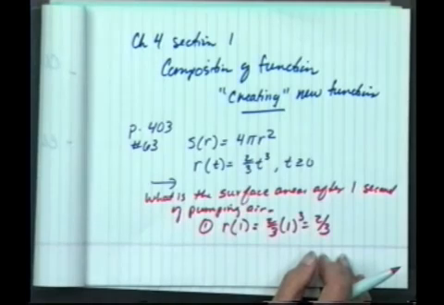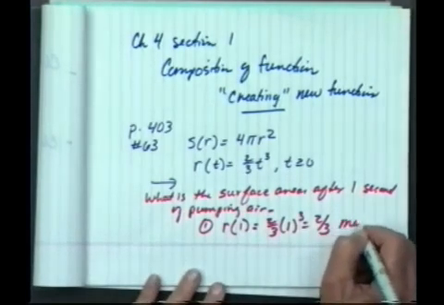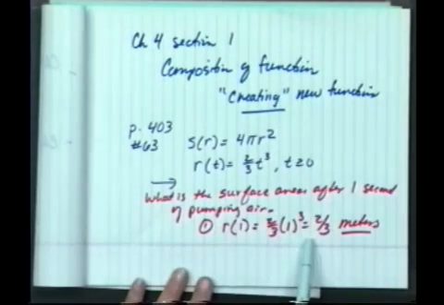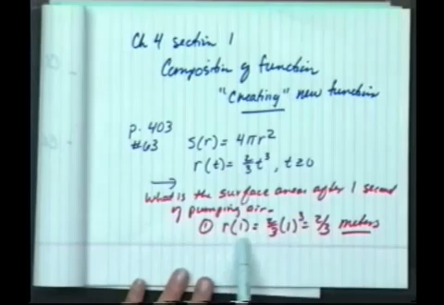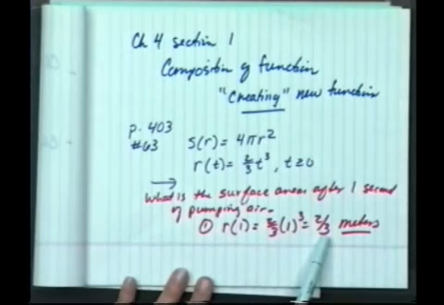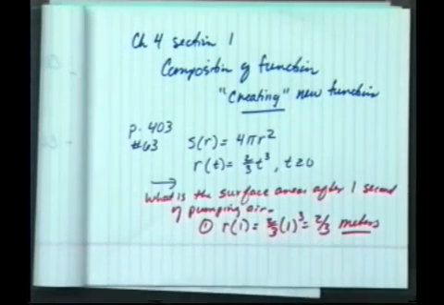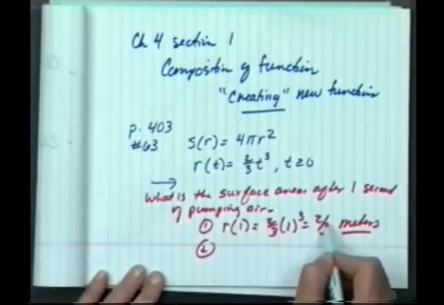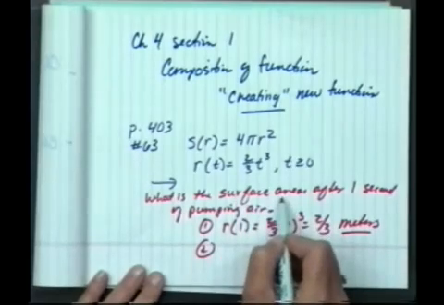I think it specifies, does it? Meters. That's a big balloon. Okay, t is in seconds, R is in meters, and surface area would be in square units. So after 1 second, we know the radius of our balloon is 2/3 meters. But then the question is saying, when the radius is 2/3, what is the surface area?